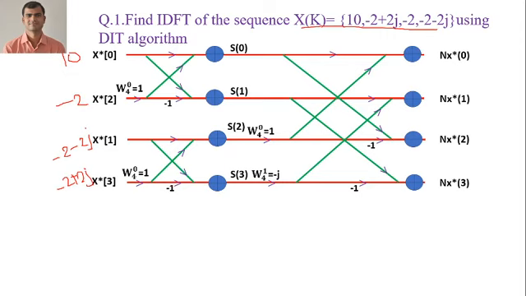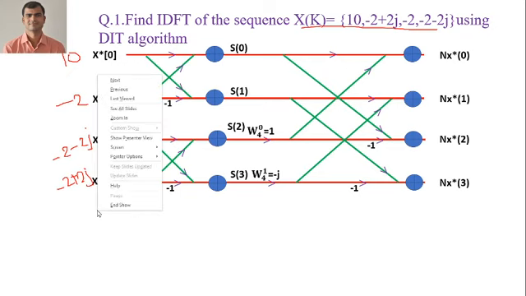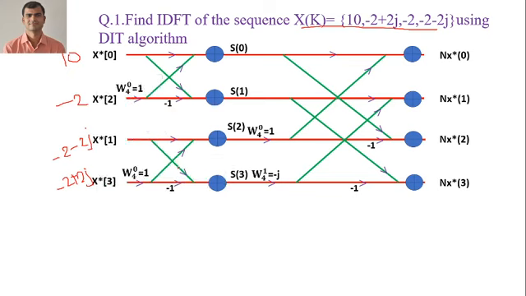So we have seen the equation x conjugate of 3 is equal to minus 2 plus 2j. This will be my discrete frequency sequence, and we have taken the conjugate for each discrete frequency sample. Now after this we need to find s0. So s0 is the addition of these two, 10 minus 2. We can see here s0 is equal to 10 minus 2, so 8.